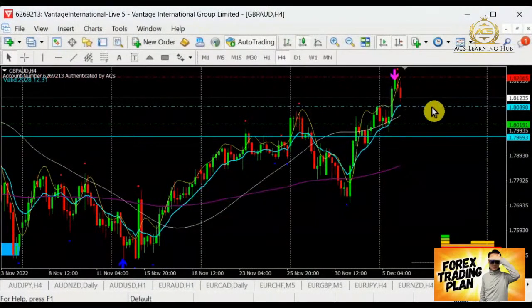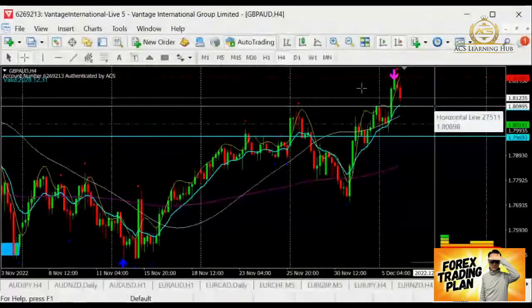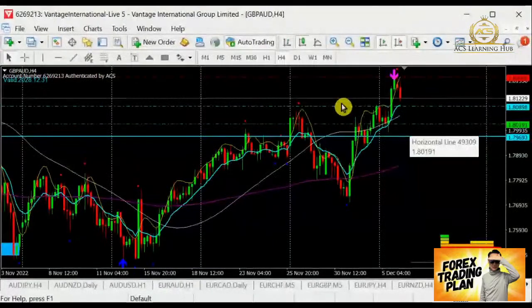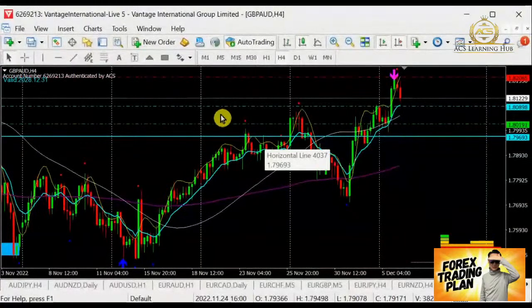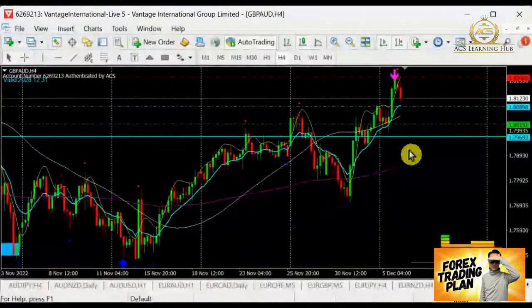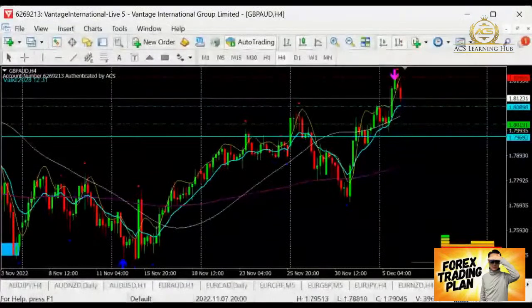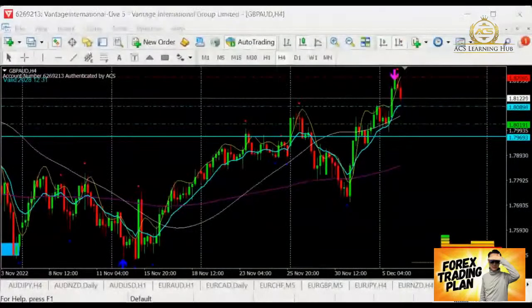But if this breaks in, it may have a good chance to come down over here. We can see that's about 69 pips to go. Well, that looks good. So for pound Aussie, let's wait for this to break in, and we will go for selling. These are the key areas that I'm talking about. So that is for pound Aussie.